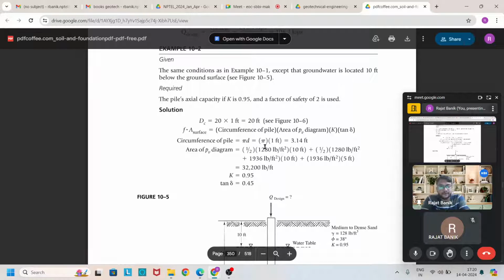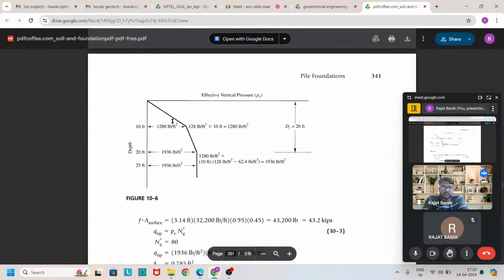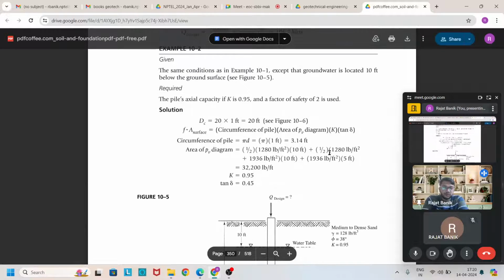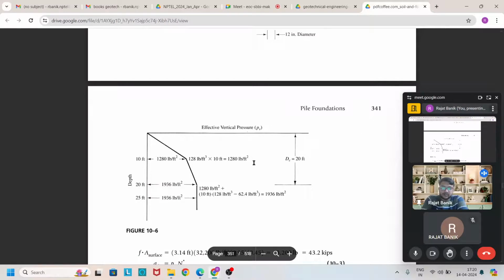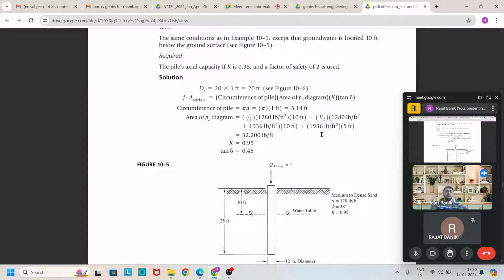First part is half into 1280 into 10. Here to here the distance is 10, and the base is 1280. Then use the half trapezoidal equation, half into 1280 plus 1936, and the distance is again 10. Then the bottom part is a rectangle, so you use 1966 into 5.